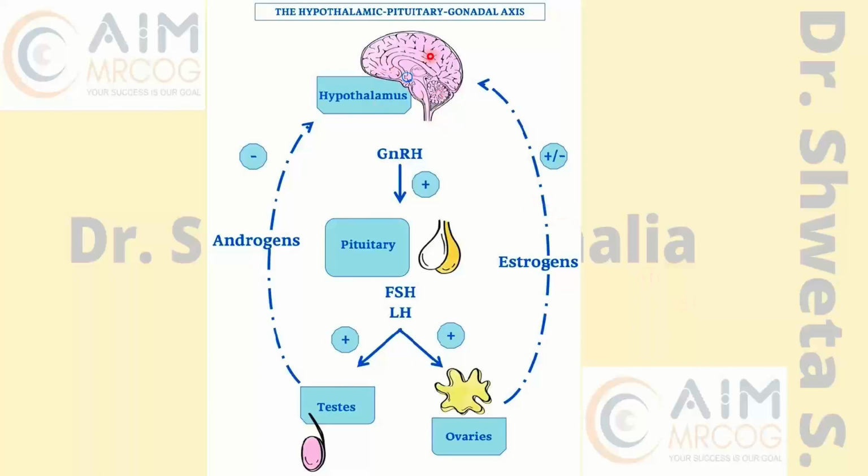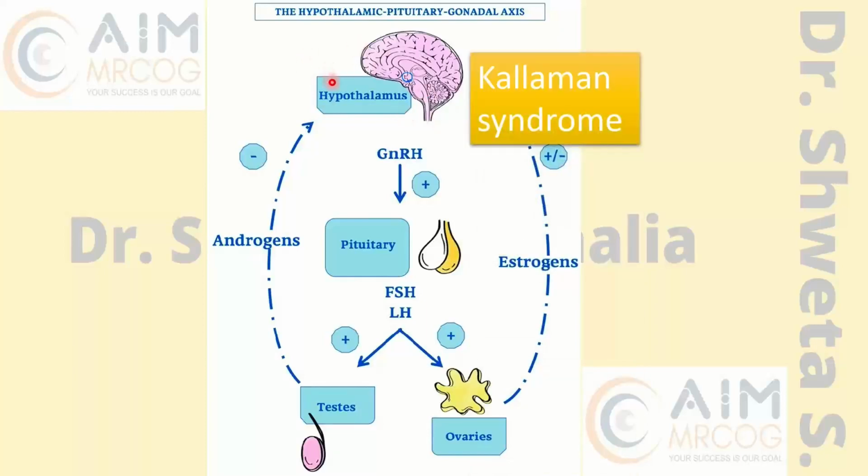So if you see here, hypothalamus will secrete GnRH. It will go to pituitary. Pituitary will secrete FSH and LH. It will go to testes and ovary. Ovary will secrete estrogen. And this is how it will give the positive and negative feedback. So if this axis is intact, then only she will have her periods or she will not have amenorrhea.